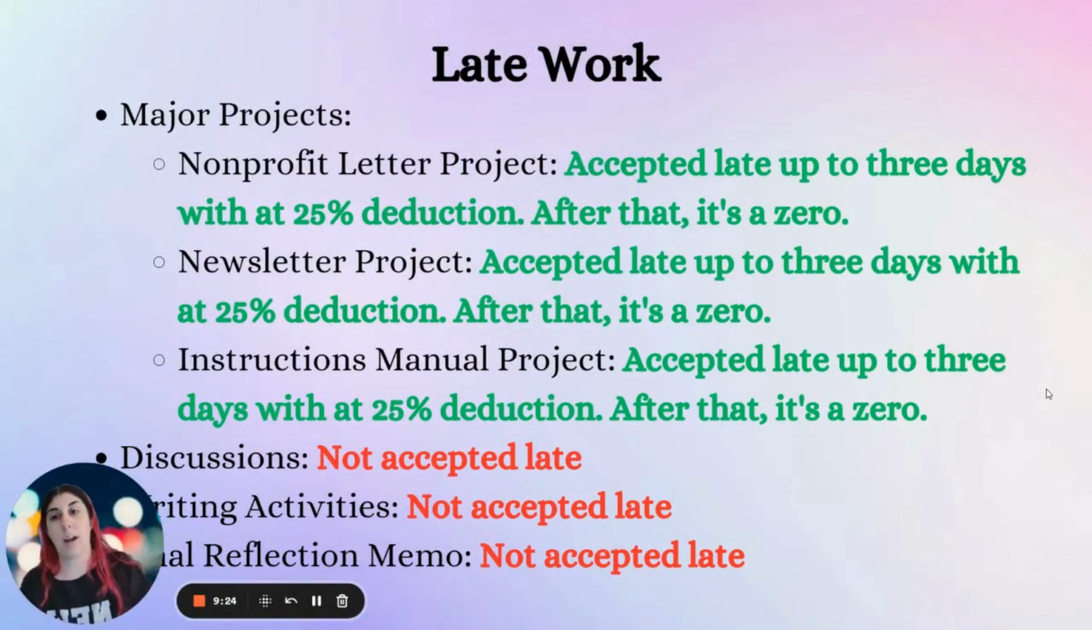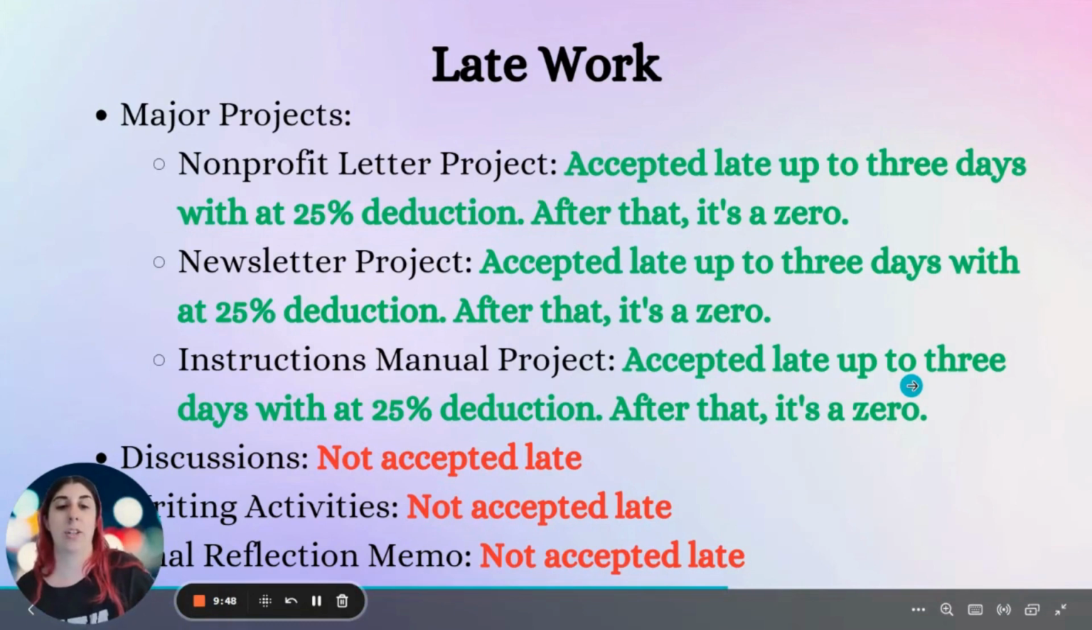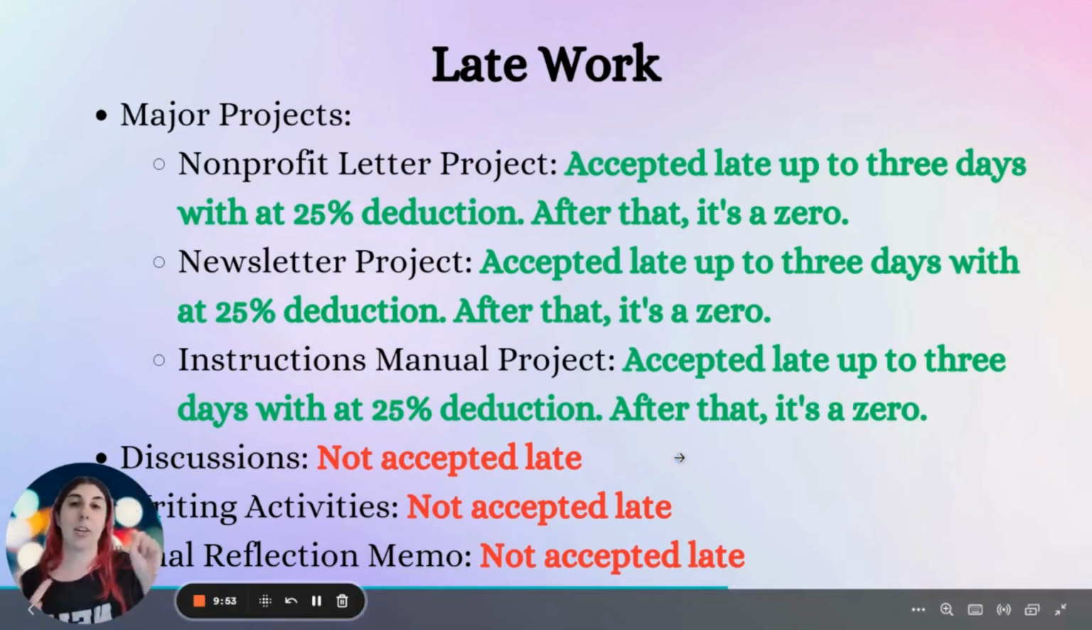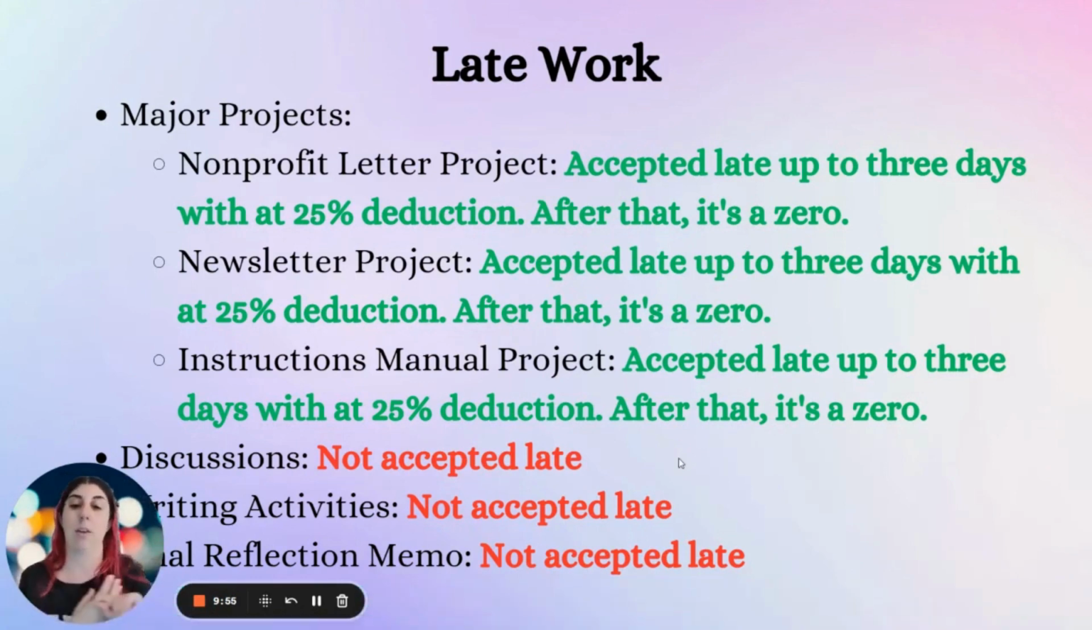Late work, major projects. The nonprofit letter project will be accepted late up to 3 days with a 25% deduction. After that, it's a 0. Newsletter project, same rule. I'll accept it late up to 3 days at a 25% deduction of your grade. After that, it is a 0. Same with the instructions, up to 3 days with 25% deduction. After that, it will also be a 0. Nothing else will be accepted late. So the discussions, writing activities, and the final reflection memo will not be accepted late.